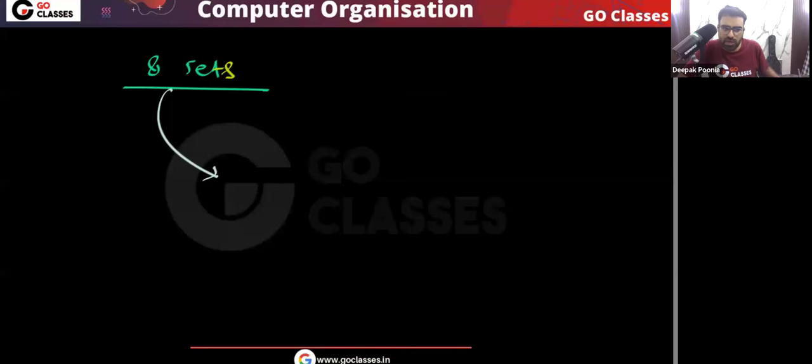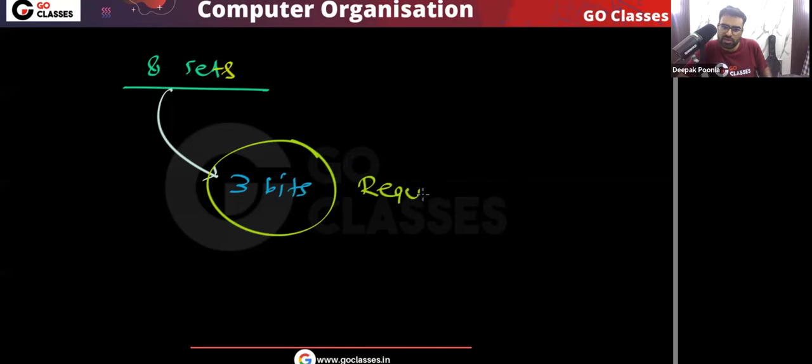Yes or no? Because remember, let's assume in your cache memory there are a total of 8 sets. Then set offset means what? If you have a total of 8 sets, then to identify one of them, how many bits do you need? Only 3 bits. So if the number of sets is 8, then we need 3 bits. 3 bits are required for set offset, meaning to identify one of these sets, we need 3 bits.